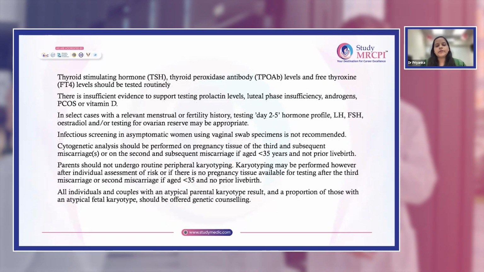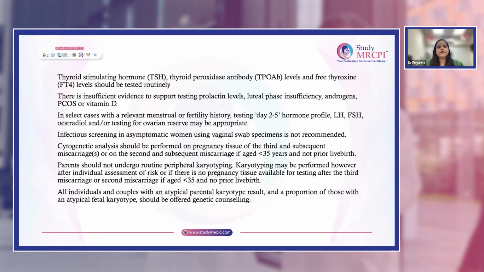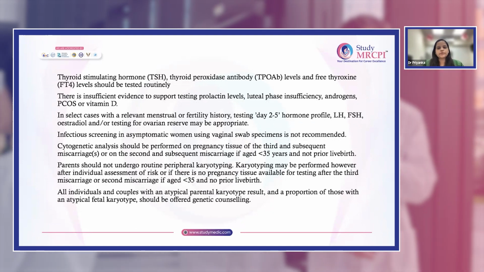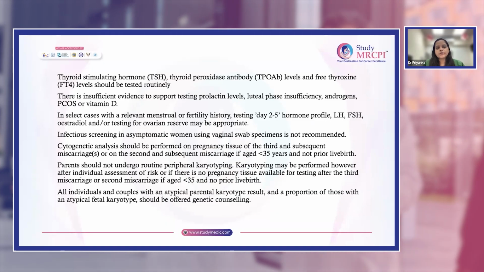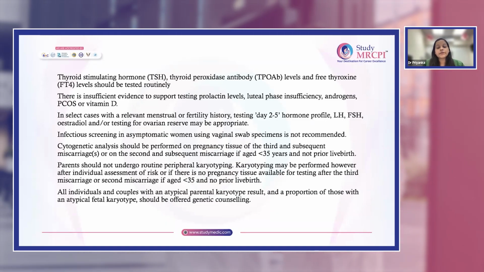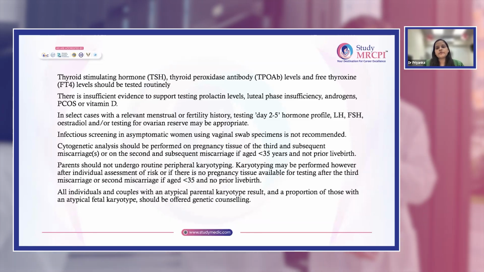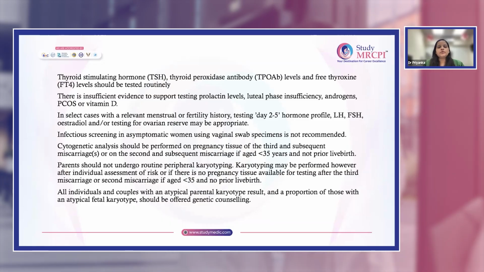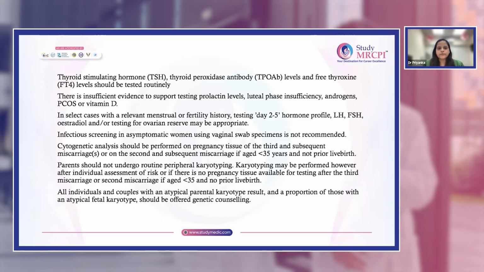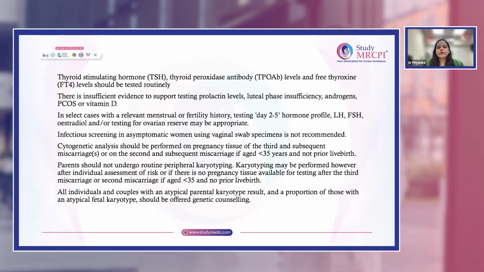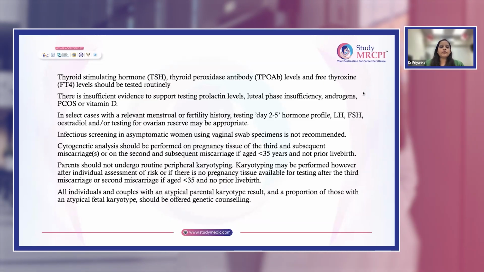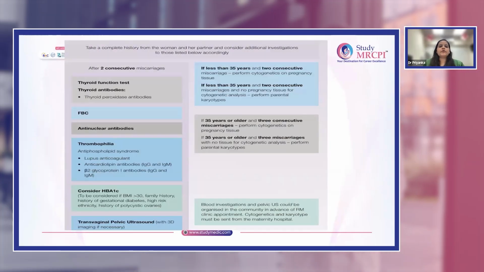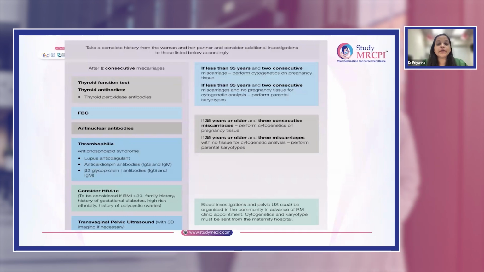Now coming to the thyroid function test, yes, these are recommended: the TSH, the antibody, and the free thyroxine levels. And if there is a special history of menstrual irregularity, we can do a day 2 to 5 hormone profile, which consists of LH, FSH, and estradiol, and also test for ovarian reserve. Infection screening, for those who are not symptomatic, is not recommended. So this is the algorithm for the evaluation of patients with recurrent miscarriage.